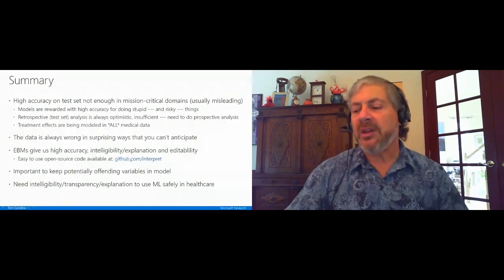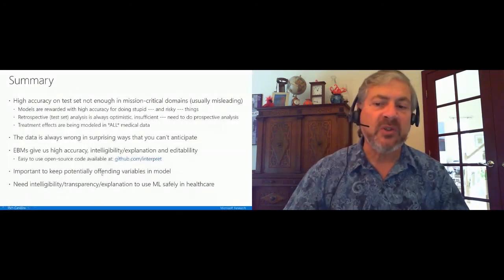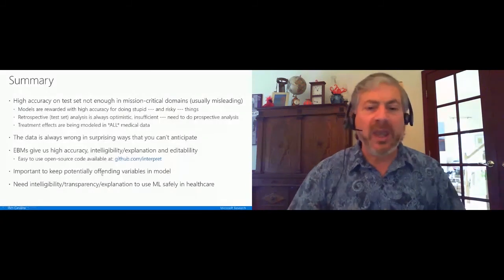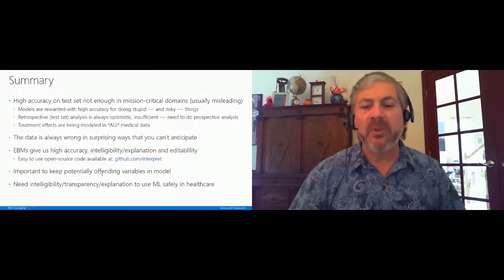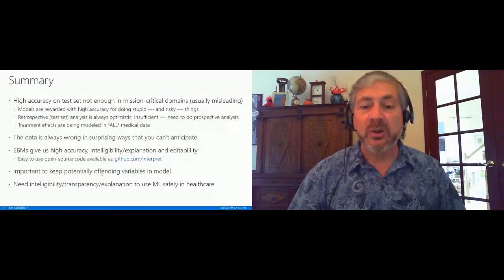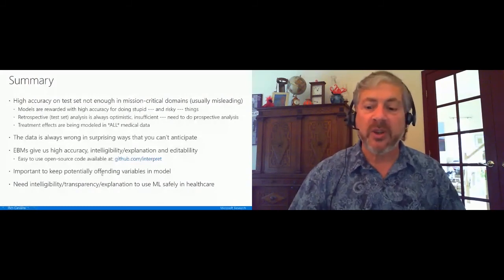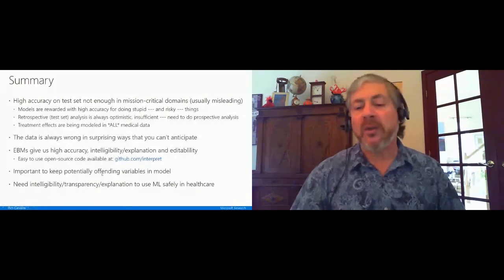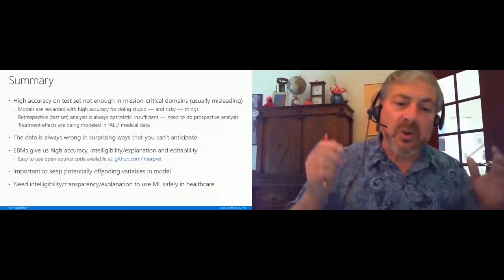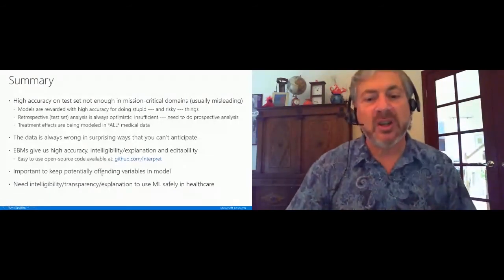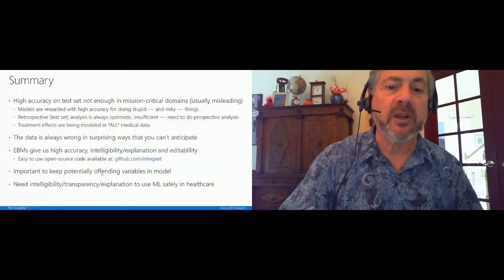And you might think you can get higher accuracy by removing features like heart disease. You can't do that. It turns out you have to keep these features in the model, because it'll still learn these bad effects through correlation with other features. And now it will learn it in a way that you actually can't detect. So you need intelligibility, transparency, and explanation to use ML safely in healthcare.